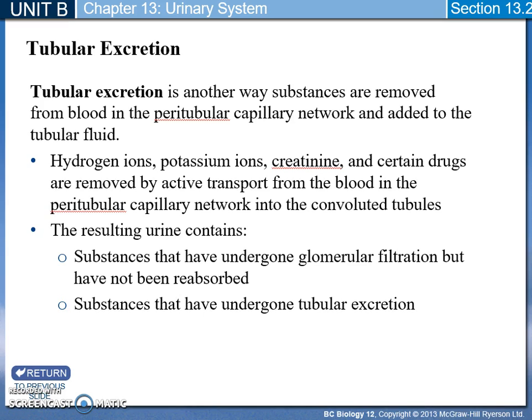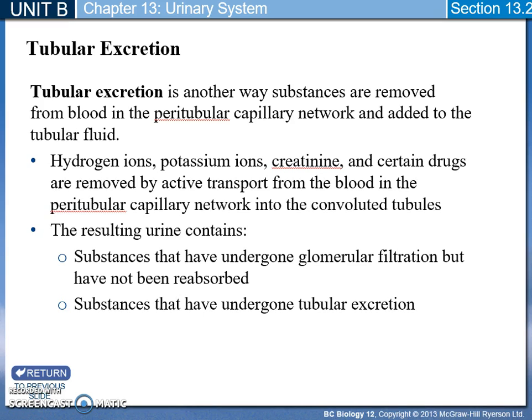Tubular excretion is another way that substances are moved from blood in the peritubular capillary network and added to the tubular fluid. So hydrogen ions, potassium ions, creatinine, and certain drugs are removed by active transport from the blood in the peritubular capillary network into the convoluted tubules. So the resulting urine then ultimately is going to contain substances that have undergone glomerular filtration but have not been reabsorbed, and substances that have undergone tubular excretion.